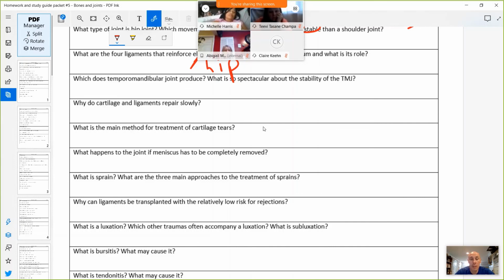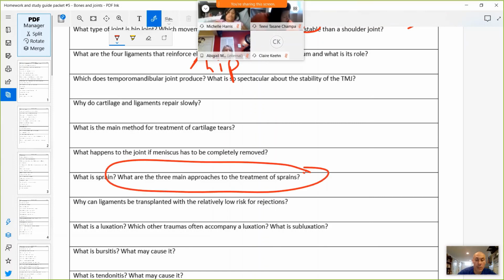When meniscus is gone, the ends of the bones, tibia and femur, start to rub against each other, and that leads to osteoarthritis. Cartilage tears, graft, stitching them up, just reduce and let them heal. Not the cartilage, sorry, sprains. That's sprains. Stitch them up. That's one approach. Reduce, so put it in a cast so it heals, or replace with a graft. Sprain is a tear in the ligament.